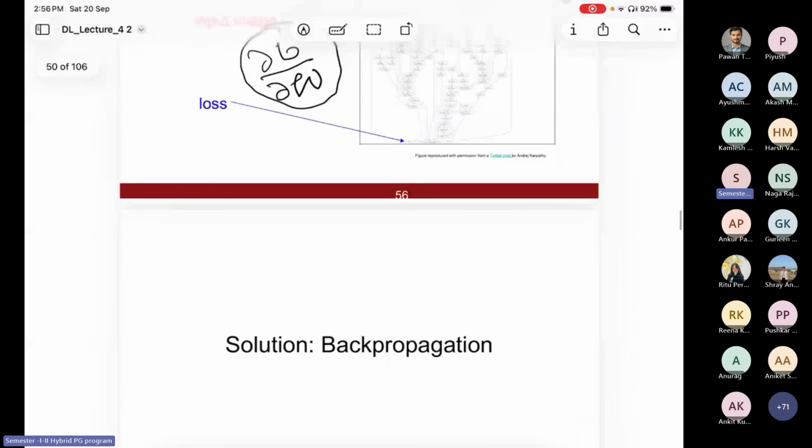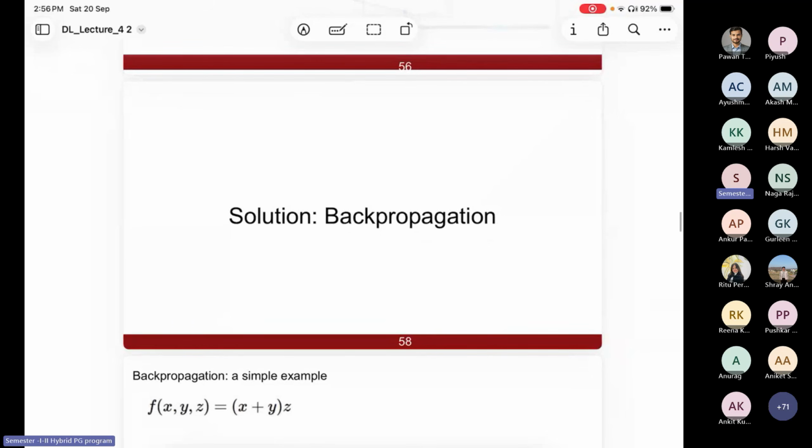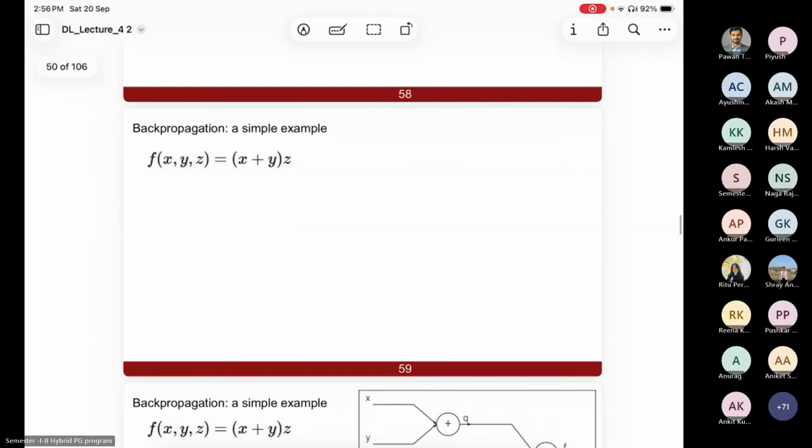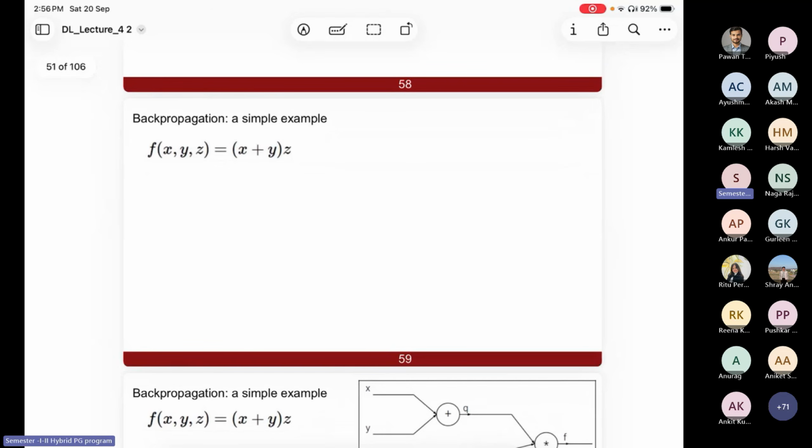So the next topic is backpropagation, which is the core component of the neural network, because whatever changes you are going to make depend on backpropagation. Let us understand backpropagation through a very simple example. Let us take a very simple function, which has variables x, y, and z, and the function is just adding x and y and multiplying with z.